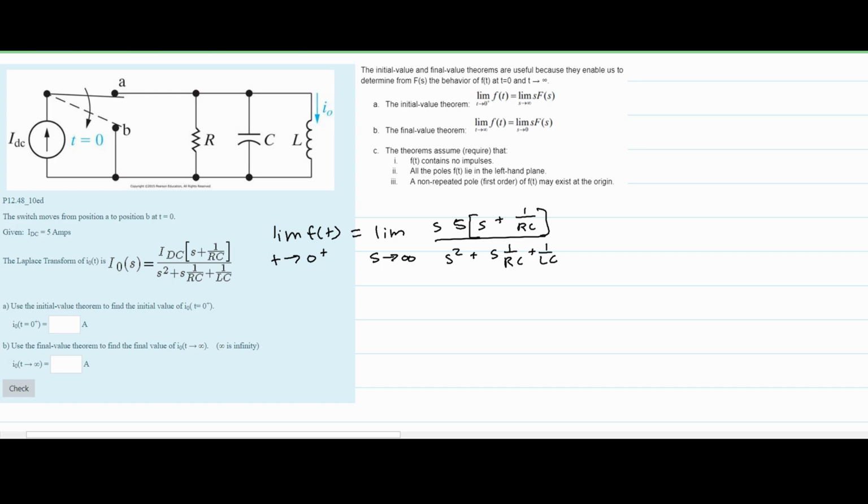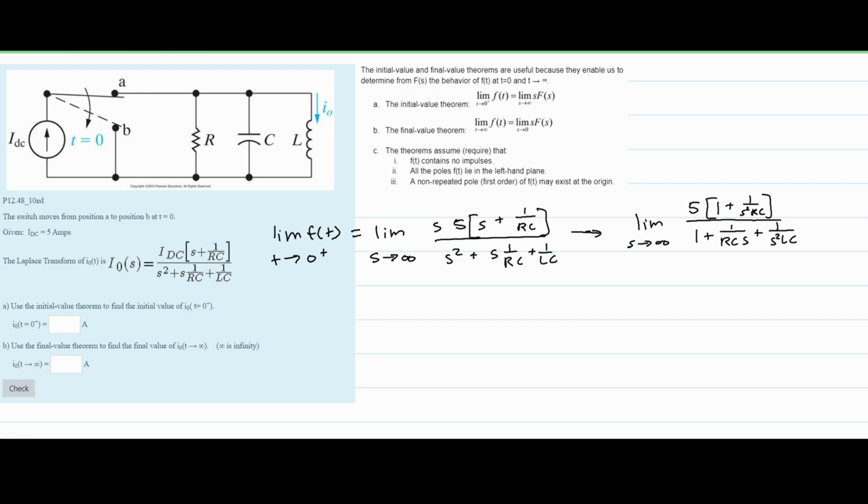Now, we know that s is infinity, and we can't divide infinity over infinity. There's a special rule for that, but instead of using that special rule, we're just going to multiply everything by 1 over s squared. If we do this, we get that our limit as s approaches infinity is 5 times the bracket of 1, because we're dividing by s squared, plus 1 divided by s squared RC, closing bracket, divided by 1 plus 1 over RCs plus 1 over s squared LC.